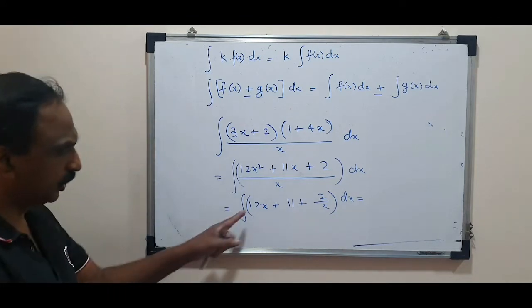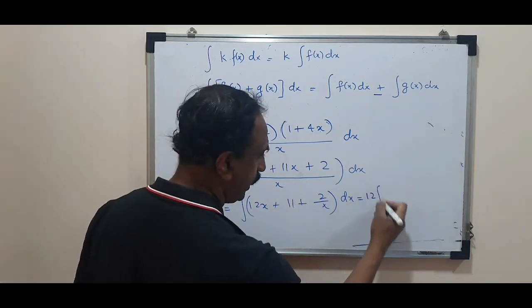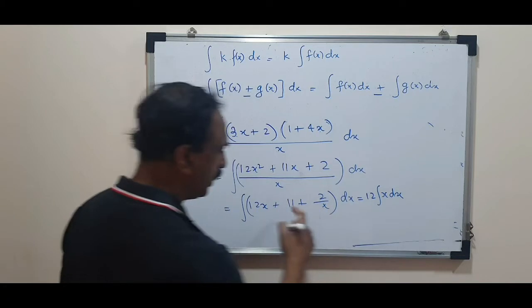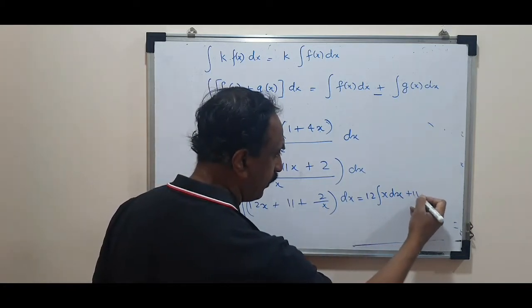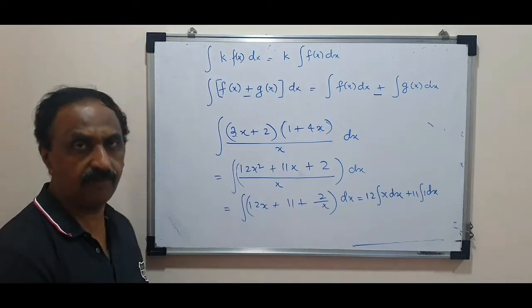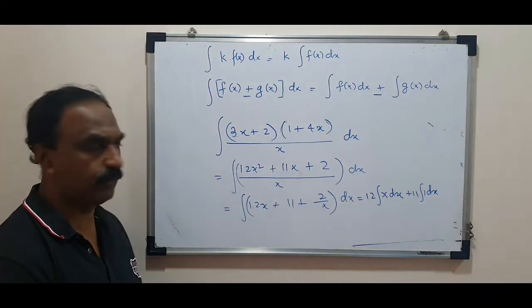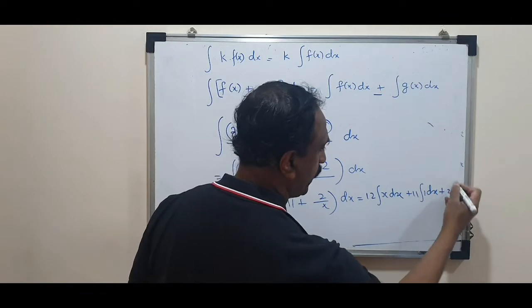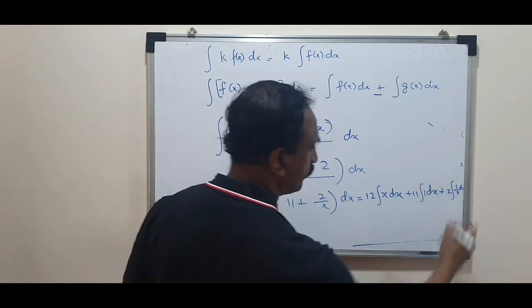Now what can I do? Remove the constant outside: 12 integral x dx, minus 11 integral 1 dx. When a constant comes, you can either write 11 dx, or 11 into 1 dx. Plus 2 integral 1 by x dx.